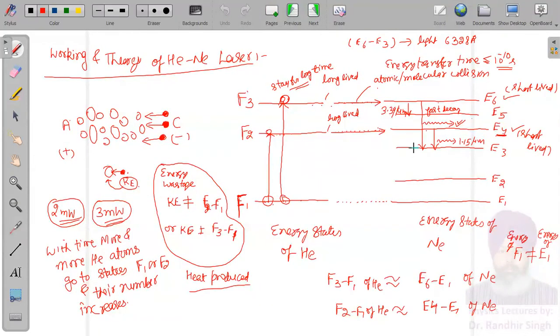Let us now remember that from here to here the transition takes place automatically through spontaneous emission. But what is the problem? The problem is that the state E2 of neon is long lived. Because of that, the neon molecules which come here can start accumulating here. With time, the number of atoms in neon will keep accumulating, and sometimes these neon atoms may absorb the energy due to the electrons within the discharge tube.